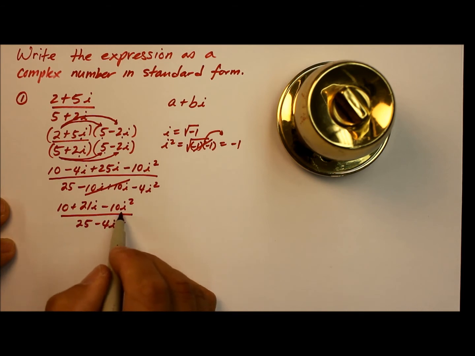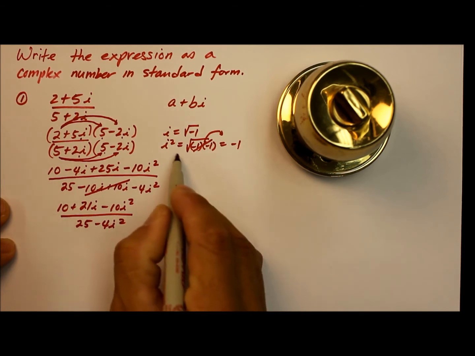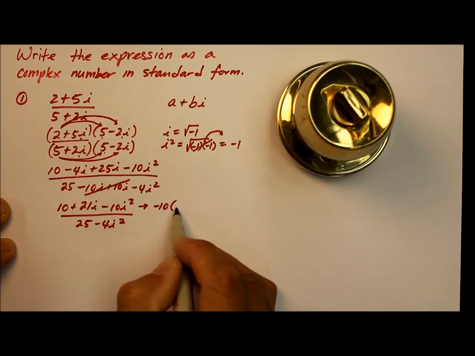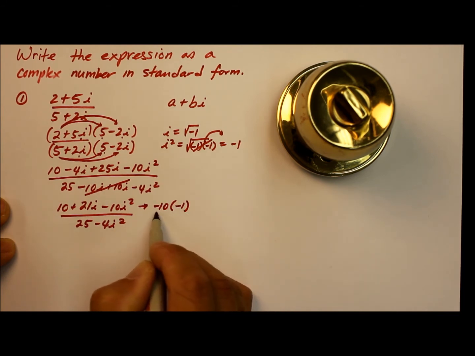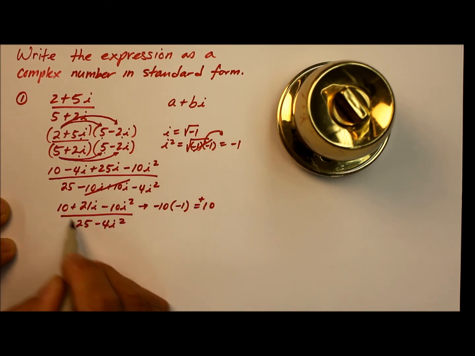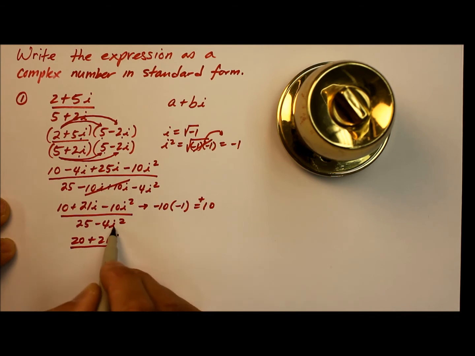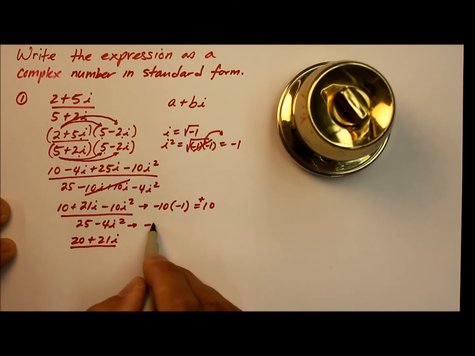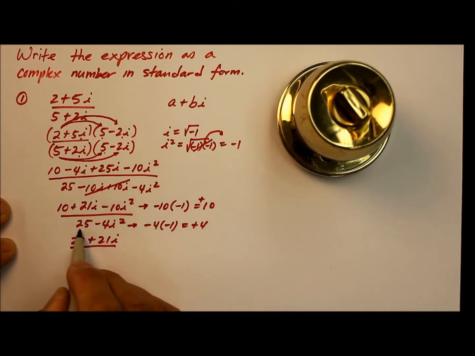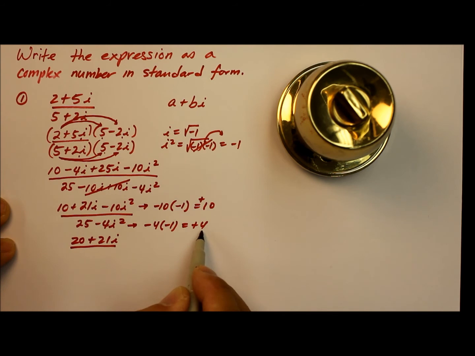And now, remember, i squared was defined as negative 1. So in fact, what this last term says is negative 10 times negative 1. So it becomes plus 10. So plus 10 combined with this constant 10 becomes 20 plus 21i over, same thing here. That last term, negative 4, and i squared is negative 1, so that becomes plus 4. So 25 constant plus 4 on the bottom gives you 29.